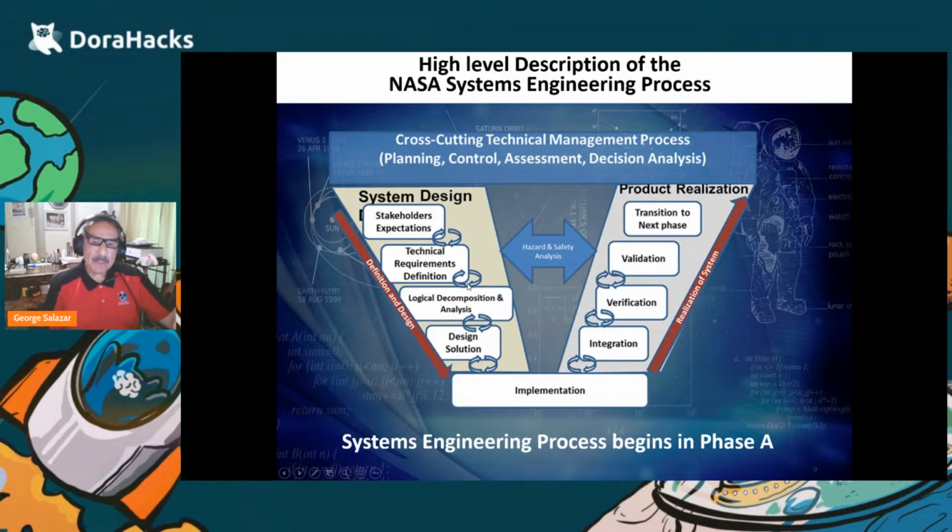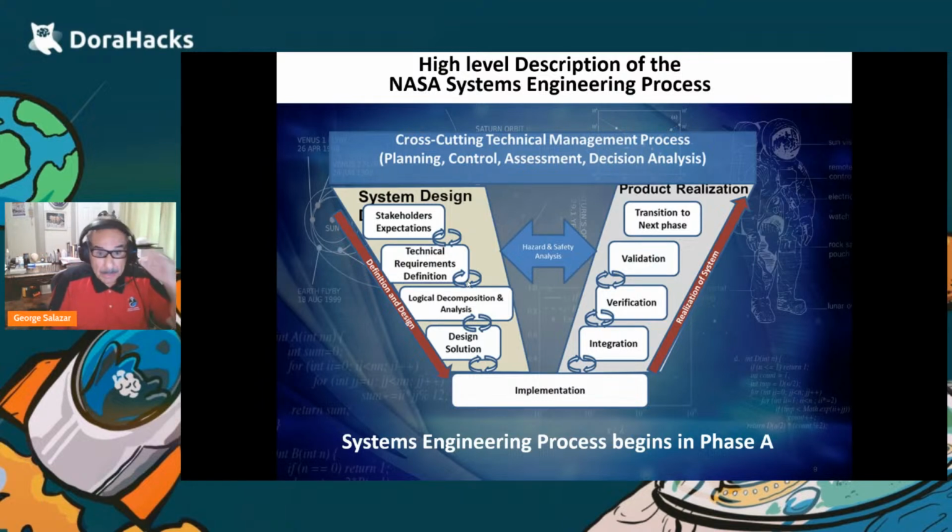On the left-hand side of the V is definition and design, and that's where you do stakeholder expectations. You're developing technical requirements associated with those stakeholder expectations. And then you're developing a logical decomposition. Basically, you're developing architectures, and you're looking at options. You're analyzing those options, and you come up with a design solution based on all the analysis that you came up with.